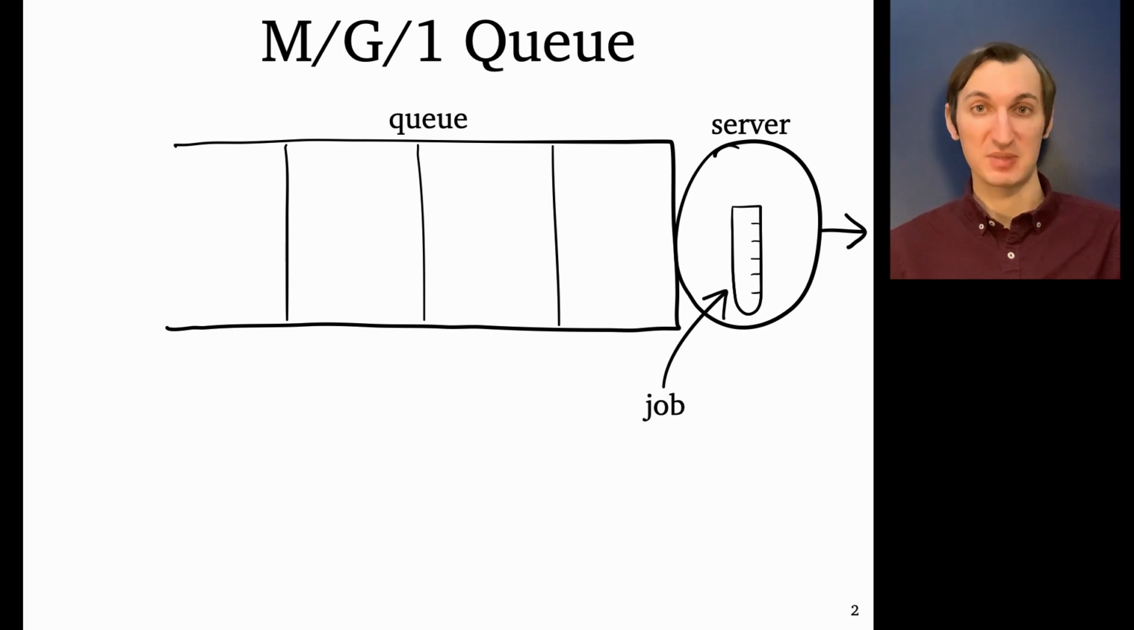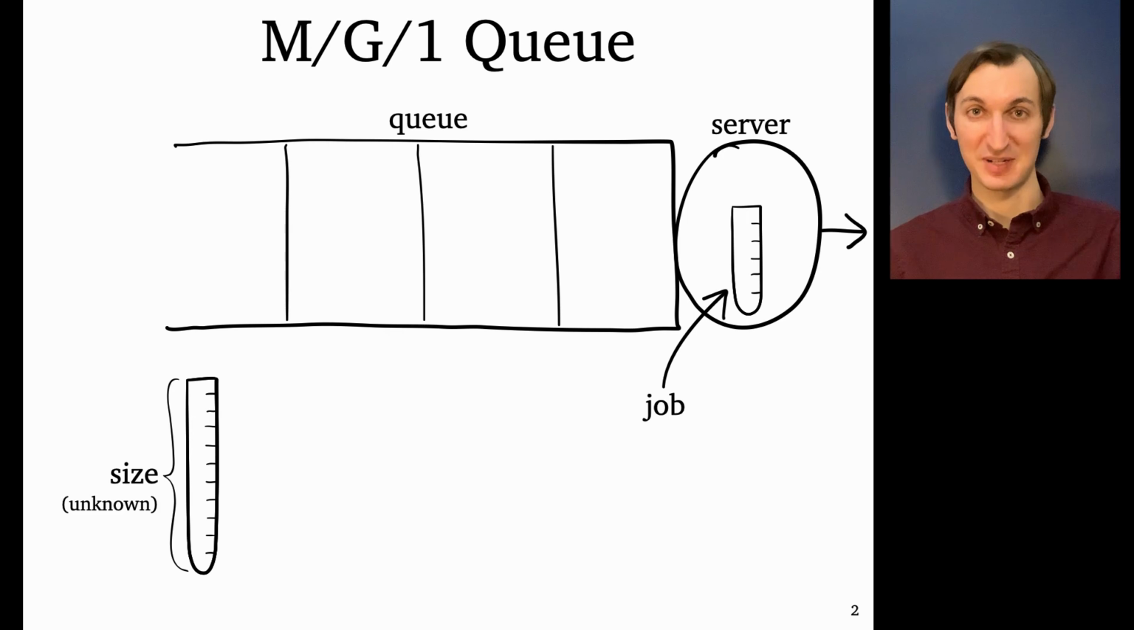We're going to represent jobs as test tubes whose height is their size, or service requirement. And we're going to assume that we don't know any job's size. So these sizes are secret to the system. What we can do is serve each job. We're going to represent that as filling the test tube with water.